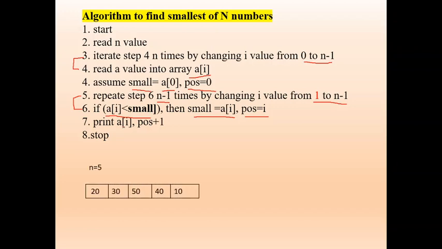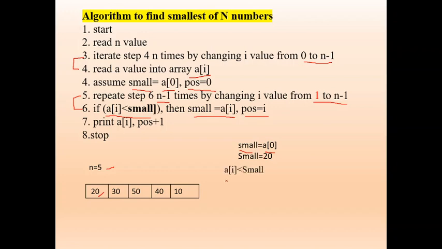See here. For example, assuming that my n value is 5 and I am giving 20, 30, 50, 40, 10 as my members. I am assuming A of 0 as my small. So small equals A of 0. In this case, my A of 0 is 20, so I am giving 20 as the small number.